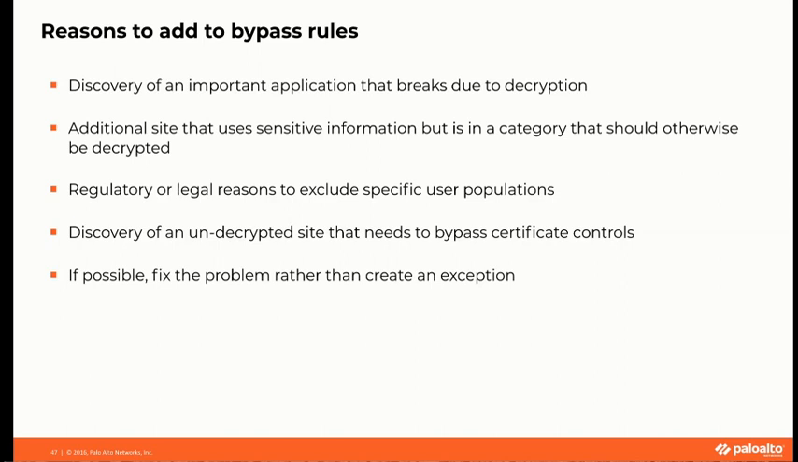Discover any important application that breaks due to decryption, or any additional site that uses sensitive information, any regulatory or compliance reasons. If there's a problem, you can fix that problem rather than just create an exception rule or bypassing the rule.